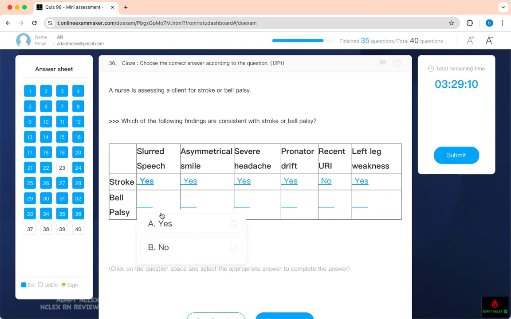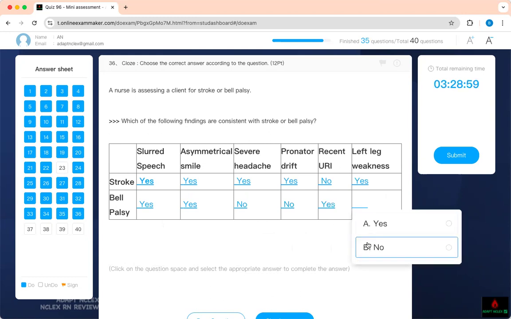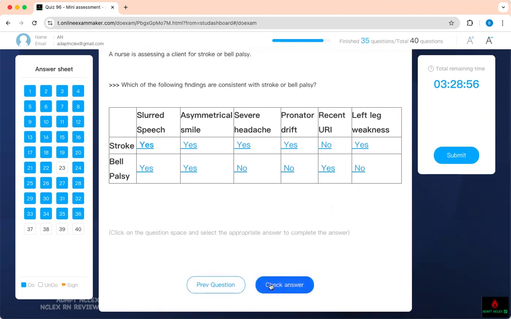Bell palsy will have slurred speech. We have an asymmetrical smile. Will not have a headache. Will not have pronator drift. Will have a recent upper respiratory infection, and the leg, nothing is going to be affected.